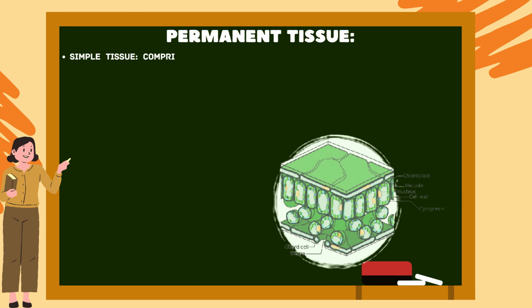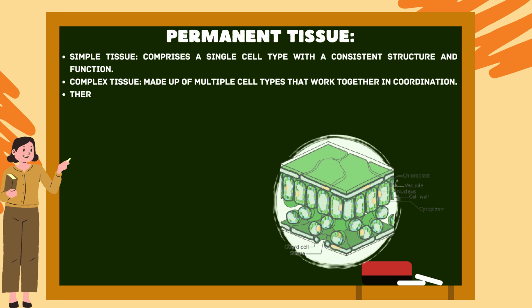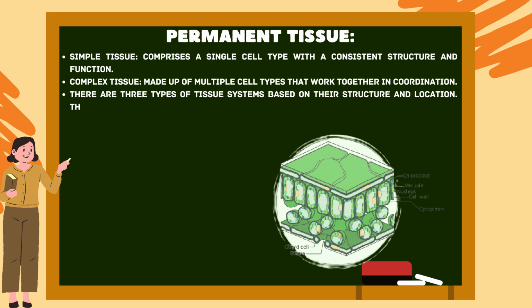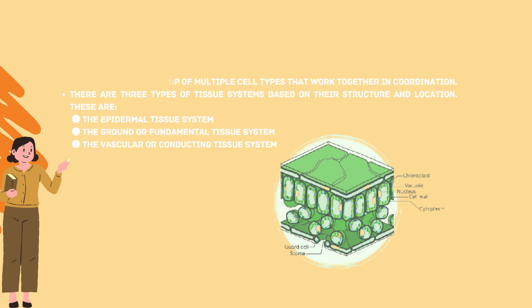Permanent tissue. Simple tissue comprises a single cell type with a consistent structure and function. Complex tissue is made up of multiple cell types that work together in coordination. There are three types of tissue system based on their structure and location. These are the epidermal tissue system, the ground or fundamental tissue system, and the vascular or conducting tissue system.